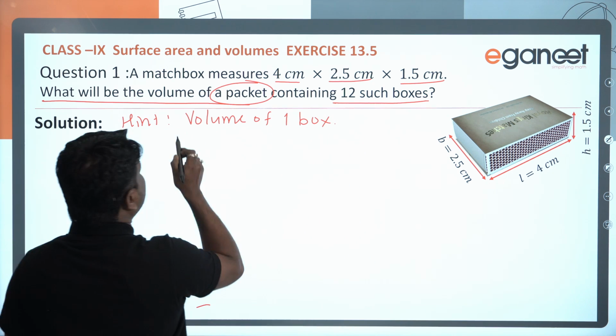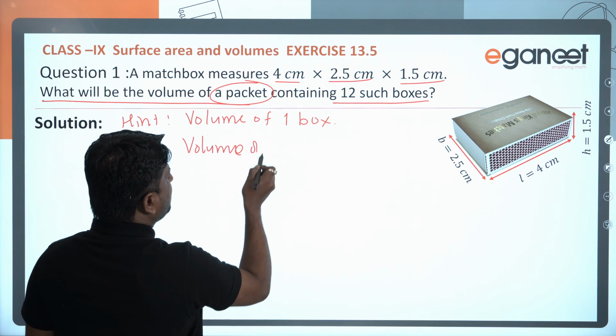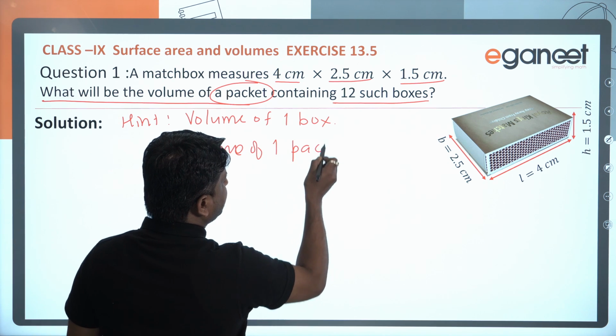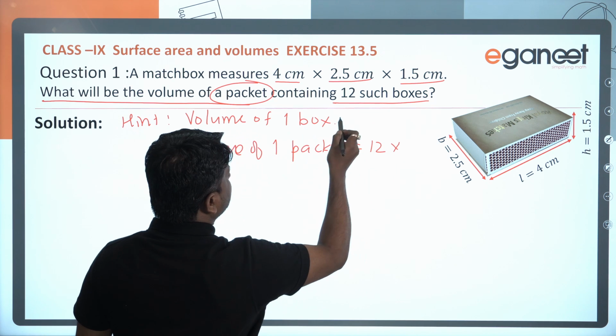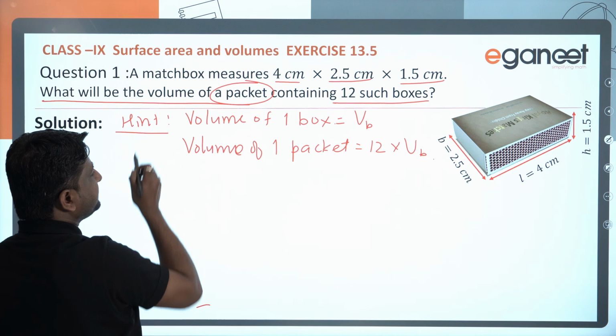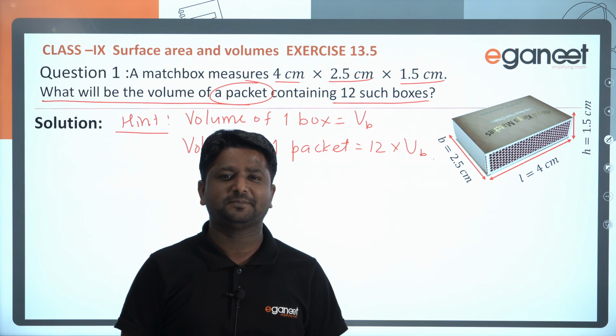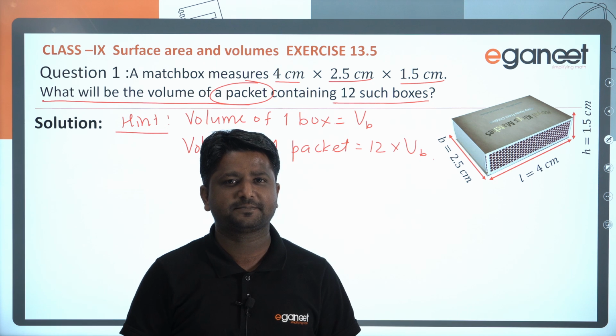That's step number 1. And then the volume of one packet will simply be 12 times the volume of the box. Let me call this 12 into VB. Now that is your hint. Use this hint to find out the answer. If you are not able to do it, don't worry, we are going to solve this.